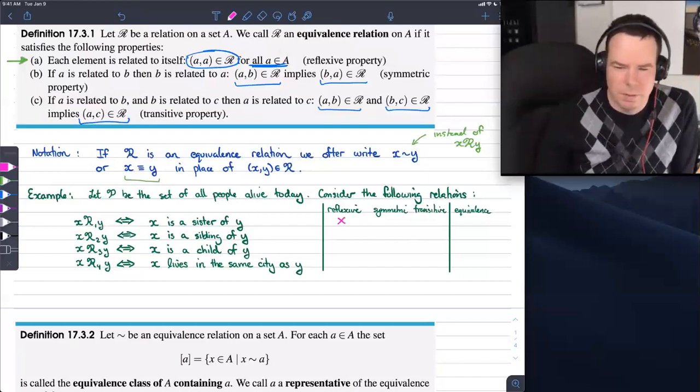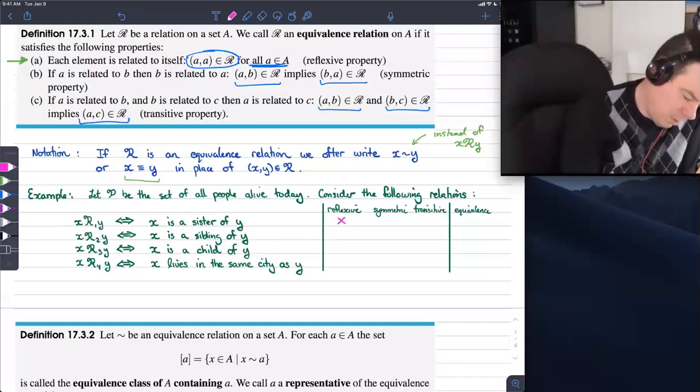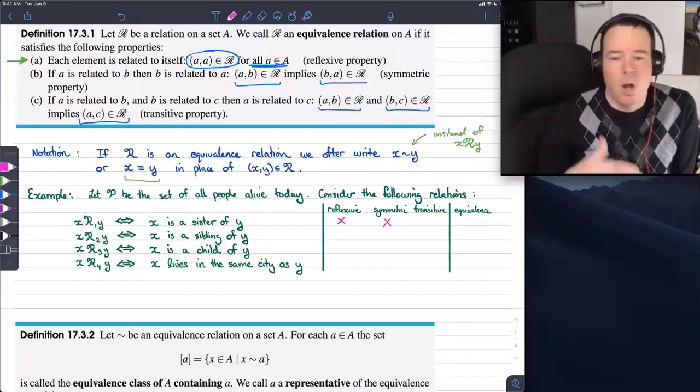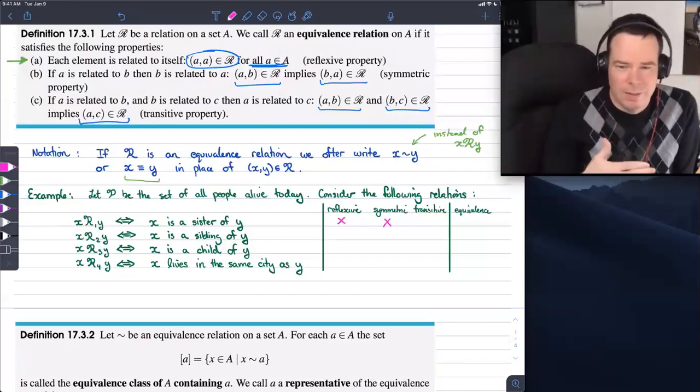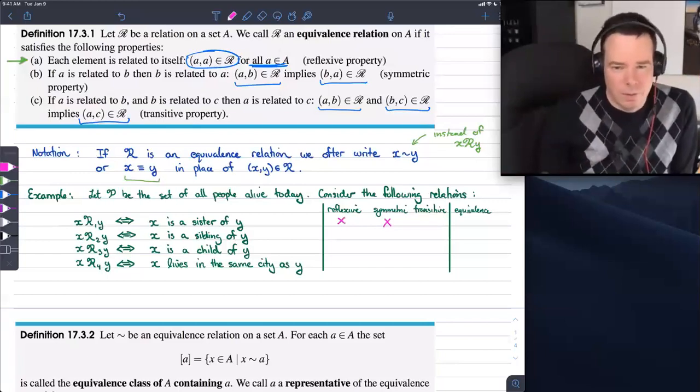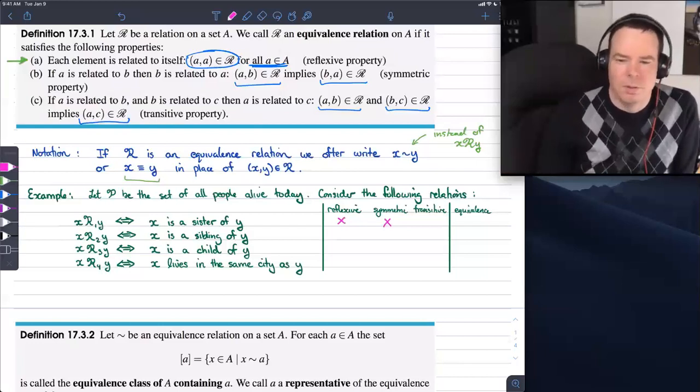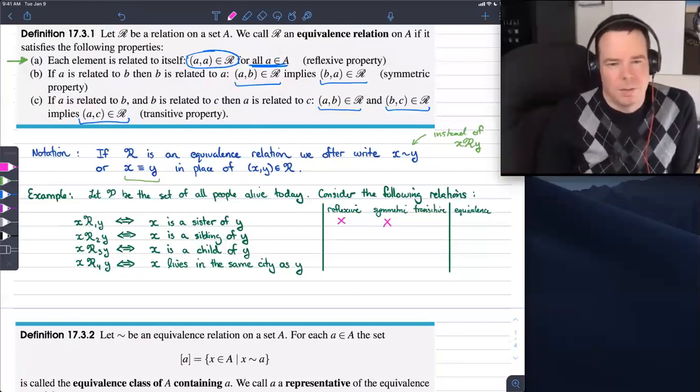Is it symmetric? If X is a sister of Y, is it necessarily the case that Y is a sister of X? Yeah, exactly. So X could be a sister of Y, in which case X could be female and Y could be male, but Y would then be the brother of X in that case. So this is not symmetric. So symmetric means that it's always going to be the case that if X is related to Y, then Y is related to X. In this case, we can think of an example where that's not true. In fact, I just think of my own children. I have one boy, one girl. So one is the sister of the other, but it's not symmetric. The other one is not the sister of the other one.